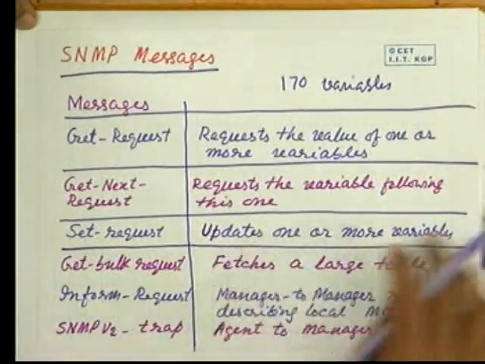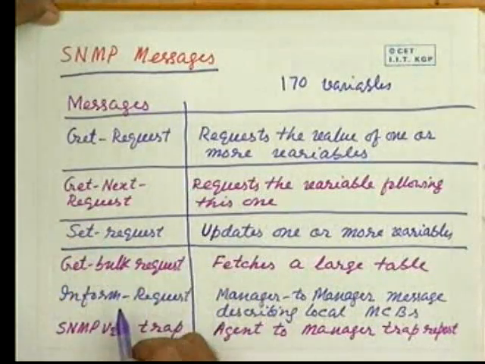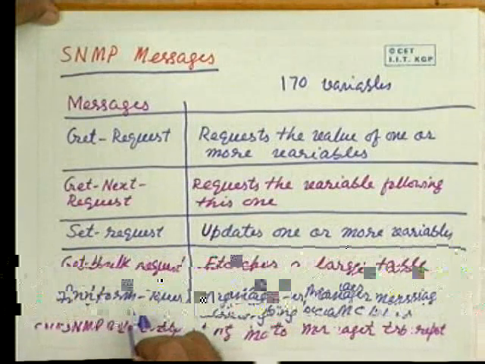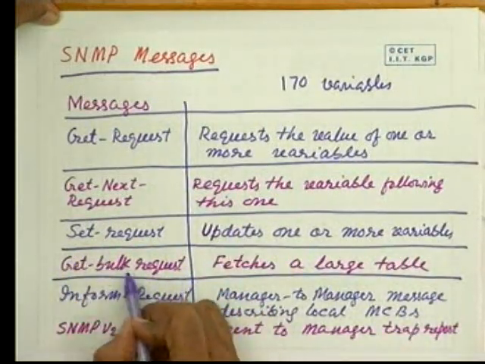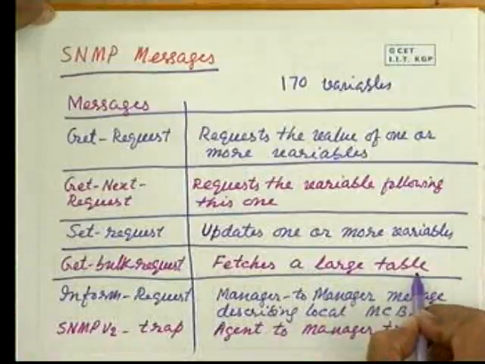Then you can set request message. With the help of this you can update one or more variables. There are various kinds of network parameters, and those network parameters can be modified, can be changed with the help of this set request message. Then there is the get bulk request. Using this get bulk request message, the management station can fetch a large table, a large chunk of information from the management nodes.